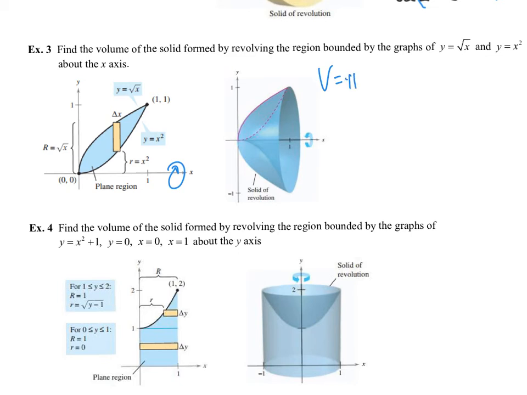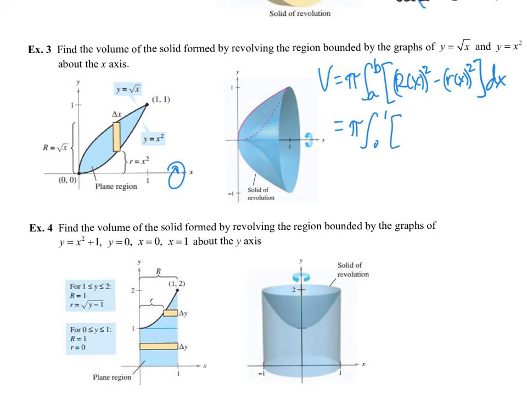It is equal to pi times the integral from a to b of, let's start some brackets, of R of x, that outer radius squared, minus little r of x, that inner radius squared, close off your brackets, and dx. All right, so let's fill in for this problem. So it would be pi times the integral from a to b. So what are our bounds? Now we're integrating with respect to x, so we need x bounds. They would go from 0 to 1.